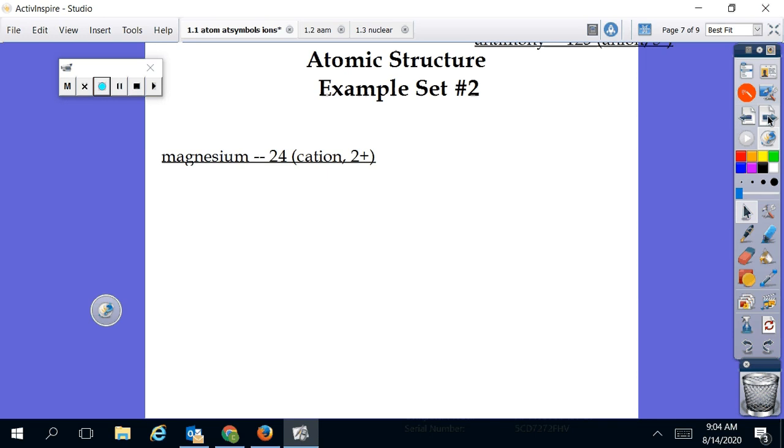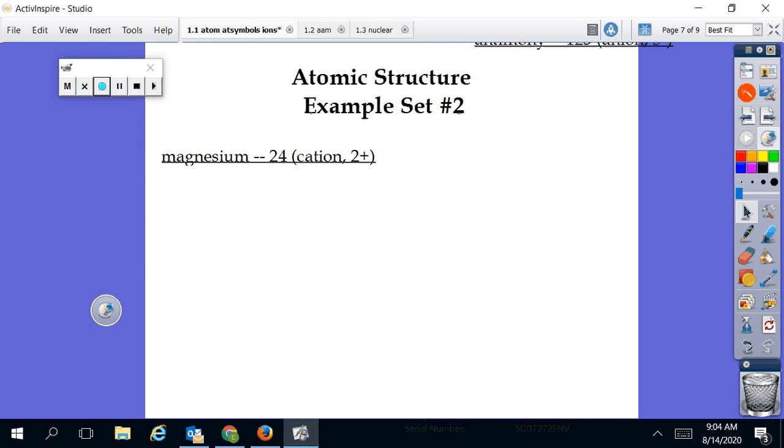Okay, magnesium 24. So again, that's magnesium 24. That's the mass number. And then notice they wrote cation 2+. So this atom has a positive charge of 2. The first thing I'm going to do, before I go into how to write the symbol and count the protons, neutrons, and electrons, is draw a little picture for you to show you what the electrons would have to be to make that positive 2 charge.